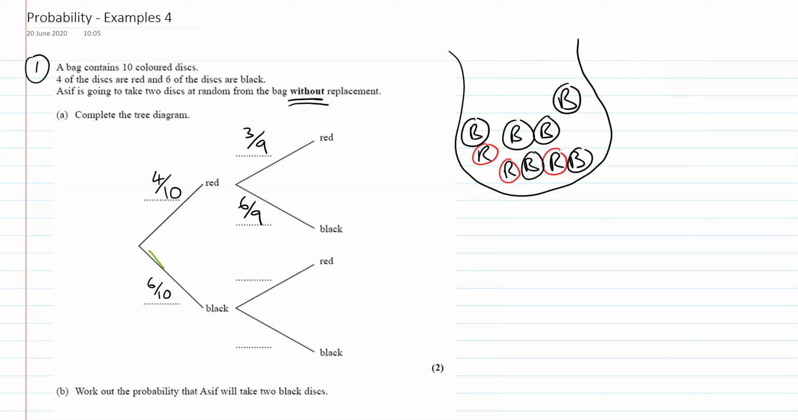Let's say we go down the other way. So this time let's pull a black disc out first. So we'll put our red disc back in.